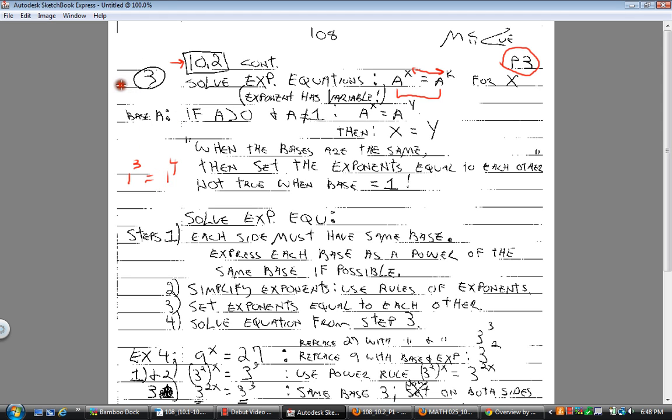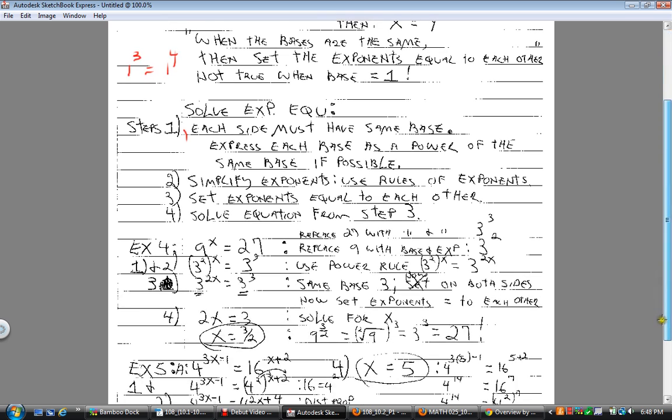So we are working on objective 3 here, and we'll try to work an example. What we want to take into account is that you have 4 steps to process through on these types of problems. Step 1: get to a situation where each side of the equation has the same base. We'll have to do a little manipulating on some of the problems, but you want to express each base as a power of the same base if possible. If you can't do that, then you can't solve these.